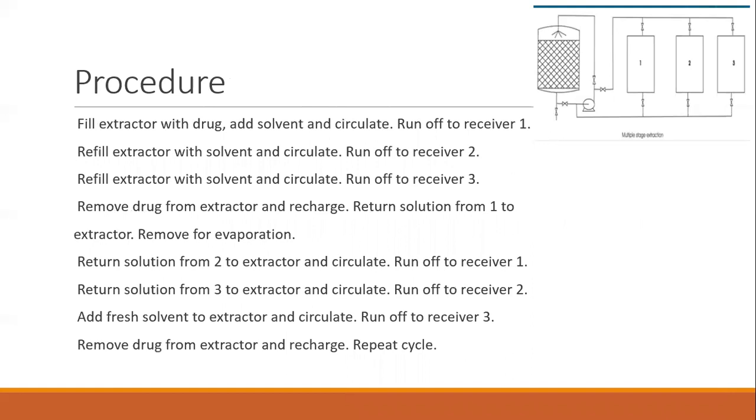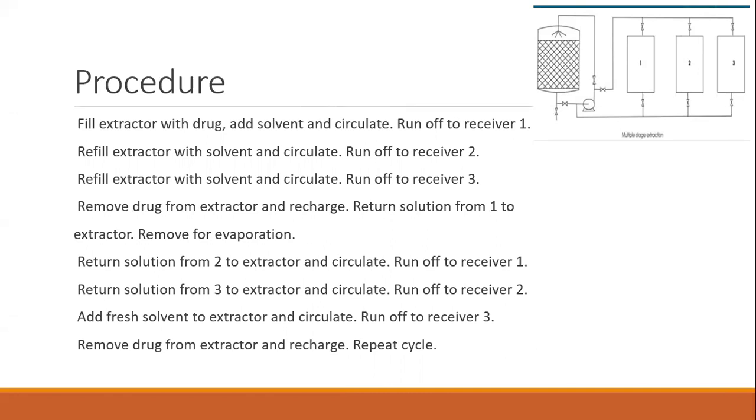What is the procedure basically? You fill the extractor with drug, add solvent and circulate. Run off to receiver 1. Refill the extractor with solvent, circulate and run off to receiver 2. Refill the extractor once again with solvent, circulate and run off to receiver 3. Remove the drug from the extractor and recharge. You remove your drug and again do the same procedure. If you have crushed it, you will crush it again.